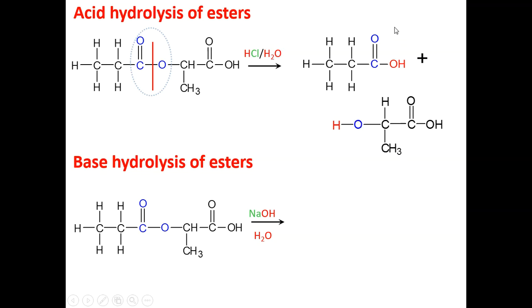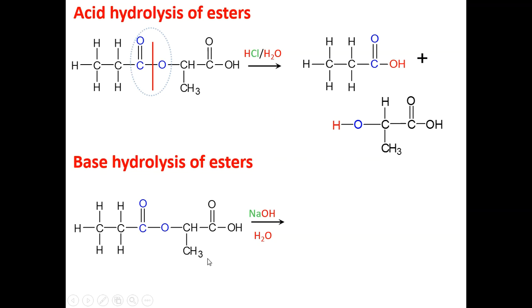Now, under acidic conditions, my COOH is acidic, and so it will not react further with more acid. My alcohol is neutral, so will not react with an acid. So those are my products of acid hydrolysis.